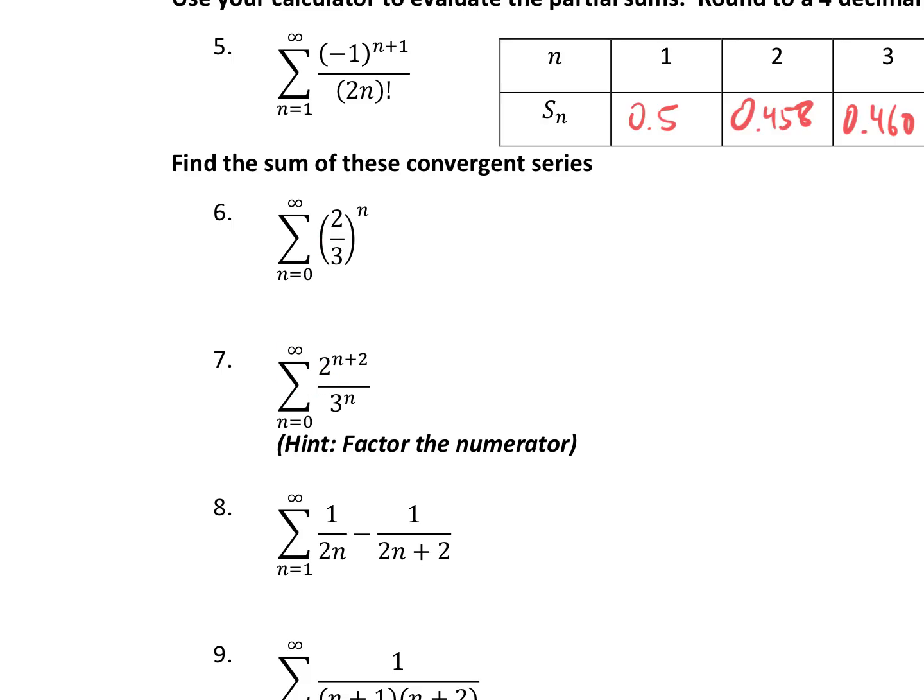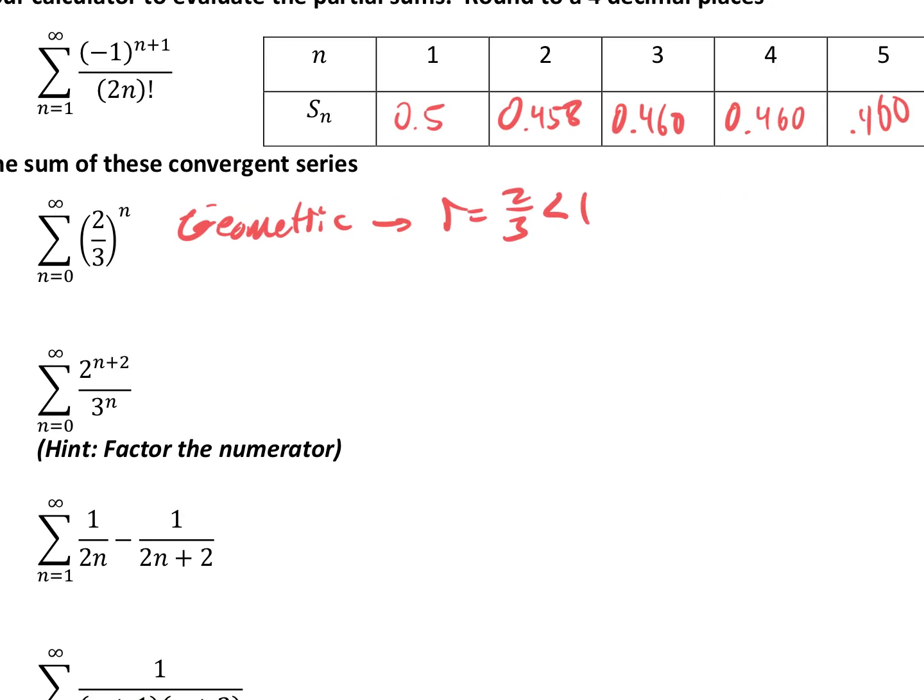Notice this is a ratio test. I'm sorry, it's a geometric series. So we have a ratio to an nth power. So this is geometric. And we see that the ratio, which is 2/3, is less than 1. Okay, and therefore this converges.